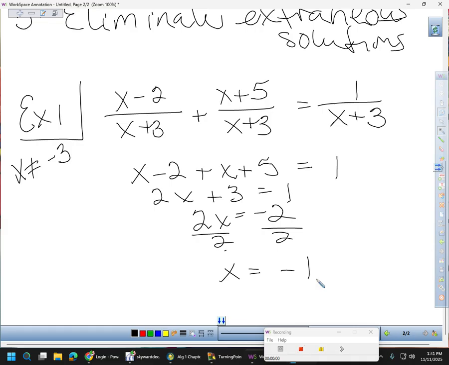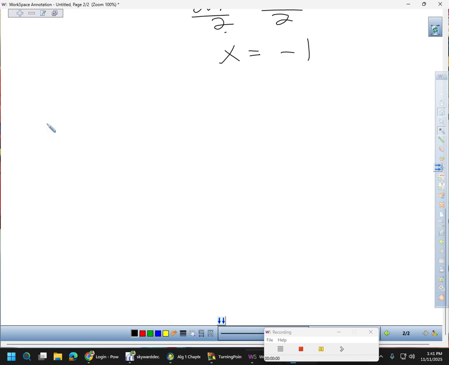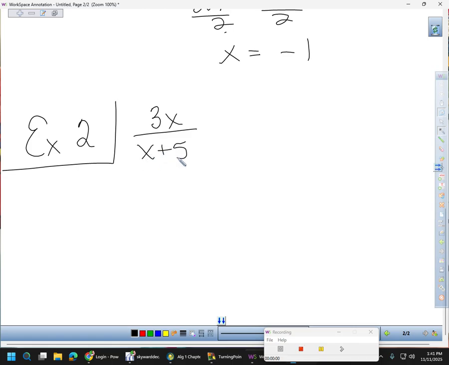Okay, I do want to do one though that isn't all a common denominator, right? So let's do example number 2. Let's go with 3x over x plus 5, plus 1 over x minus 2, equals 7 over x squared plus 3x minus 10.